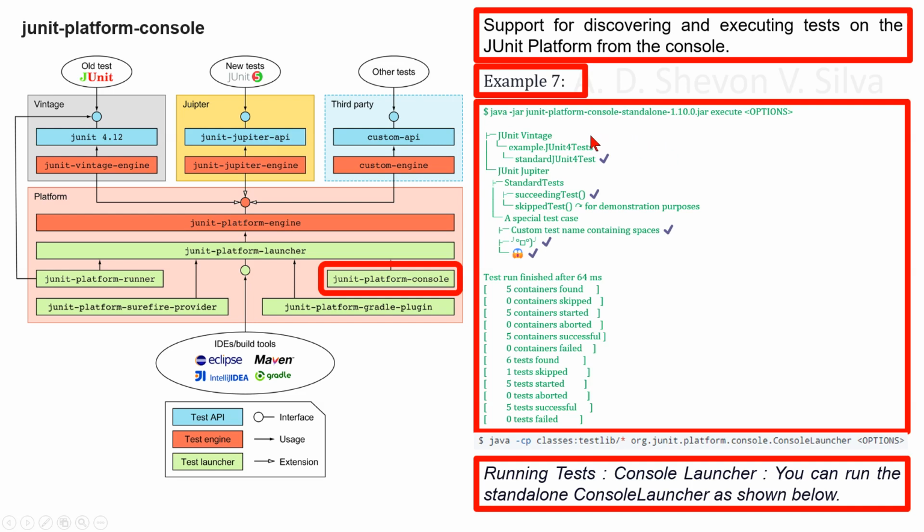For example, it can be used to run JUnit Vintage and JUnit Jupyter tests and print test execution results to the console. The executable junit-platform-console-standalone-1.10.0.jar with all dependencies included is published in the Maven Central repository under the junit-platform-console-standalone directory. You can run the standalone console launcher as shown here. You can also run the standalone console launcher as shown here, for example, to include the old jars in a directory.